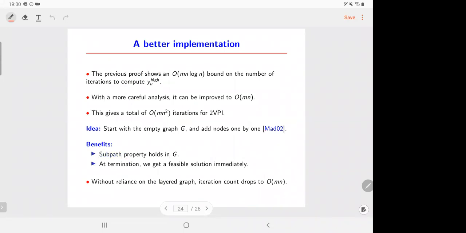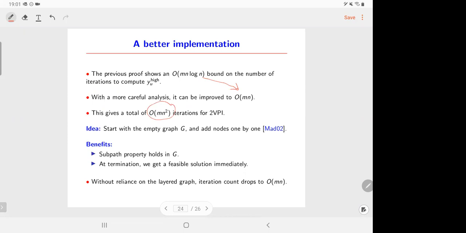So the previous proof tells us that within log n iterations, we can eliminate an edge. And in our layered graph, we have mn edges. So Newton's method takes mn log n iterations to compute y_u high. The same can be said about y_u low; it's analogous. Now, if you argue it more carefully, you can bring the bound down to O of mn. Since we have to compute the loop bounds for every node in our graph, this gives us a total of mn squared iterations for 2VPI.